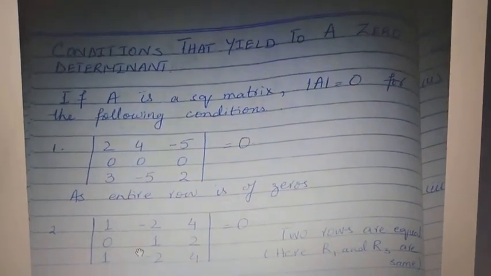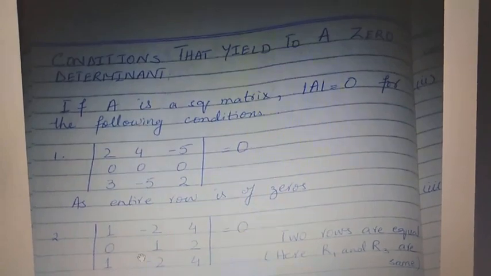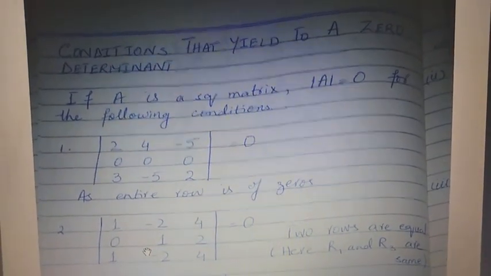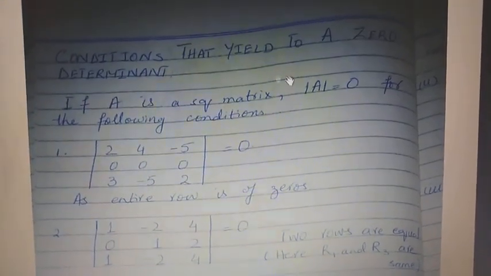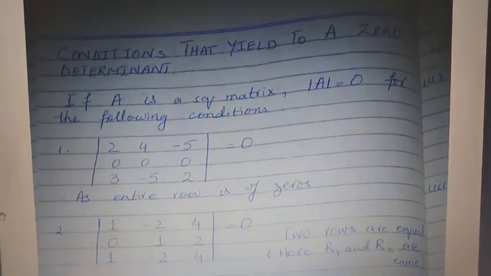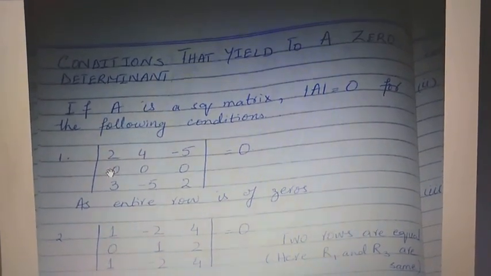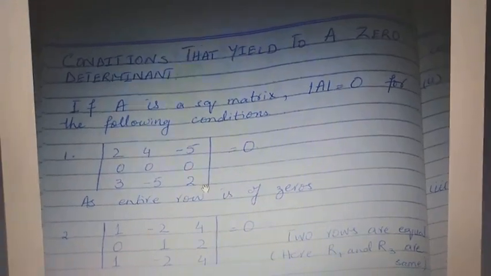Now, while finding the determinant of a matrix, there are some conditions to be kept in mind which make the determinant equal to 0. The first thing is that the matrix has to be a square matrix. Now what are those conditions under which the determinant becomes equal to 0? Here you have a determinant with rows 2, 4, minus 5, then 0, 0, 0, then 3, minus 5, 2.